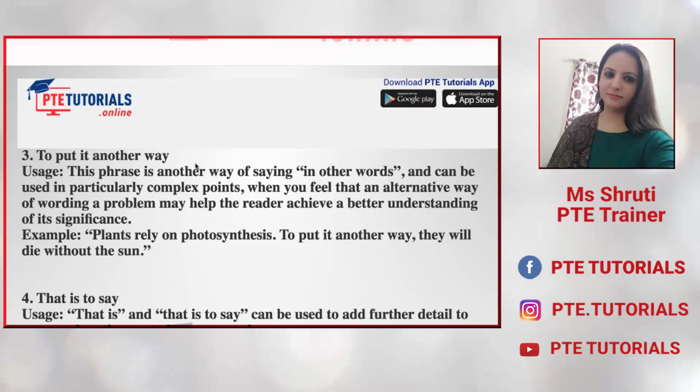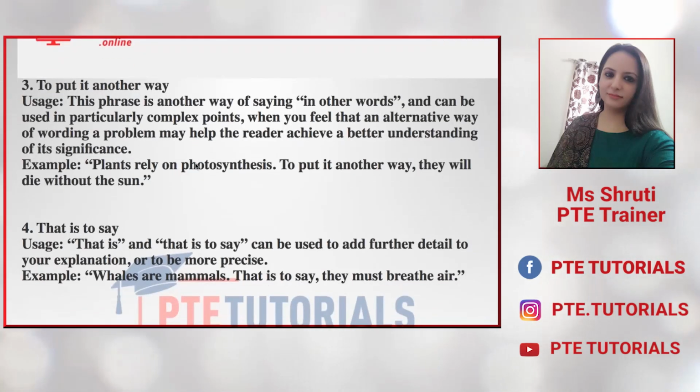The next one is "to put it another way". This phrase is another way of saying "in other words", and can be used in particularly complex points when you feel that an alternative way of wording a problem may help the reader achieve a better understanding of its significance.